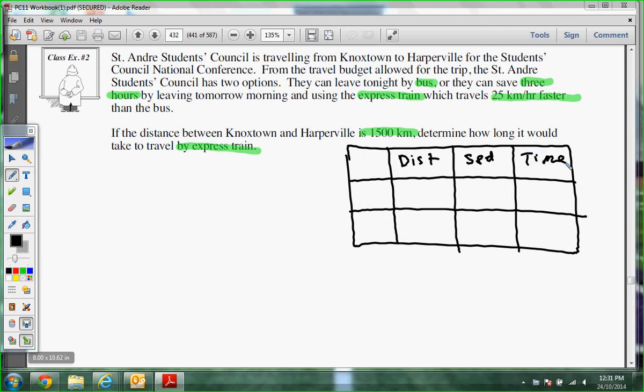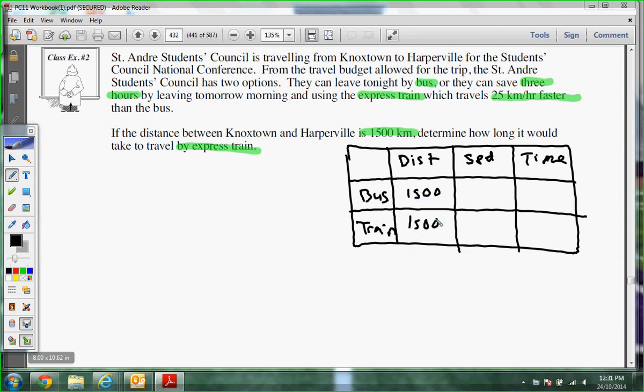What are the 2 ways they can travel? What are the 2 types of travel options they have? By what and by what? Bus or train. Okay. Is their distance different or the same? The same. They're going the same distance. They're both going the 1,500 kilometers. So you're going to keep the same distance.